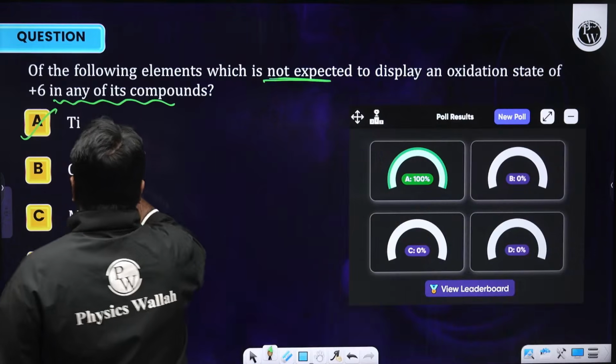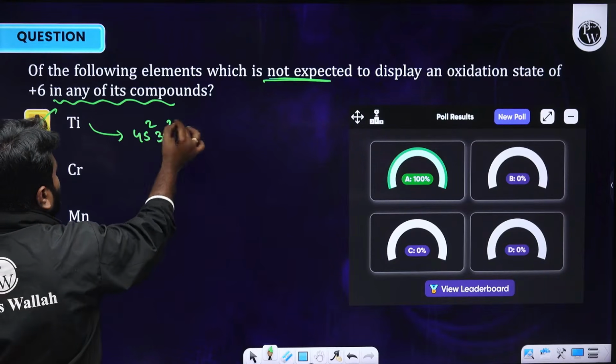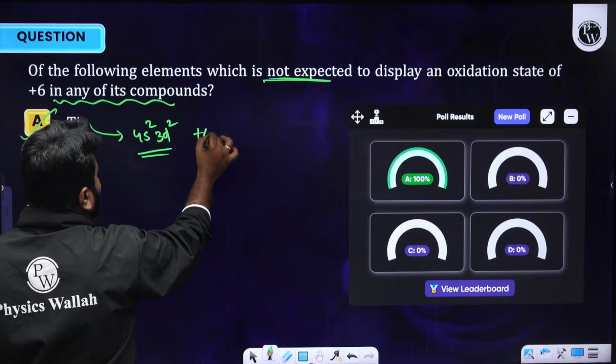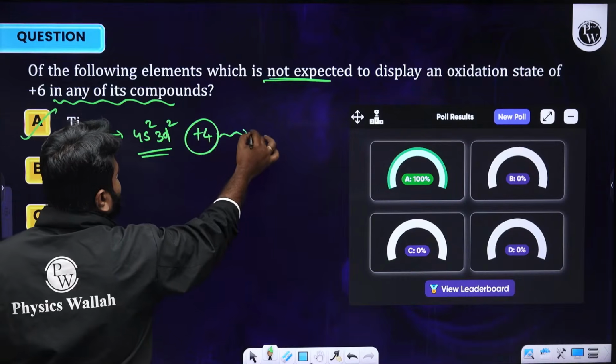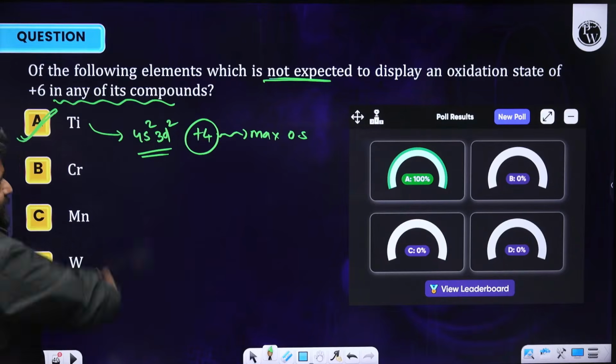Why? Scandium, titanium, 4s2 3d2. The maximum oxidation state is +4 only. This is the maximum oxidation state. They are asking about +6. So A is the answer.